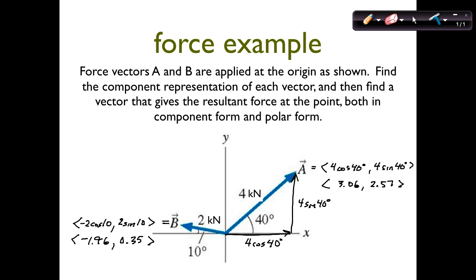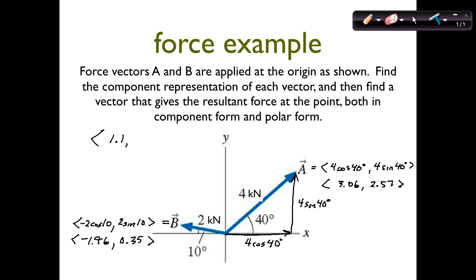So what will happen in the x direction? If I'm pulling 3.06 to the right, but I'm pulling negative 1.96 to the left, what do I do to get the resultant horizontal force there? Just add them, right? So I'm just going to add the 3.06 to the right and the negative 1.96 to the left. Gives a combined effect of 1.1. Positive or negative? Positive. There's more positive force, right? So there's somewhat of a canceling effect. The resultant is 1.1 to the right.